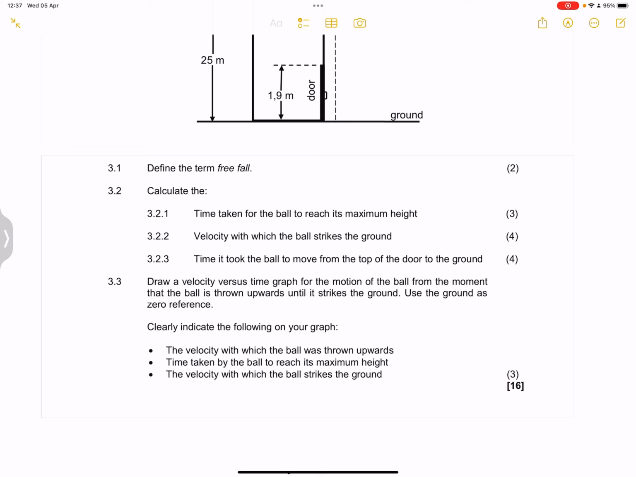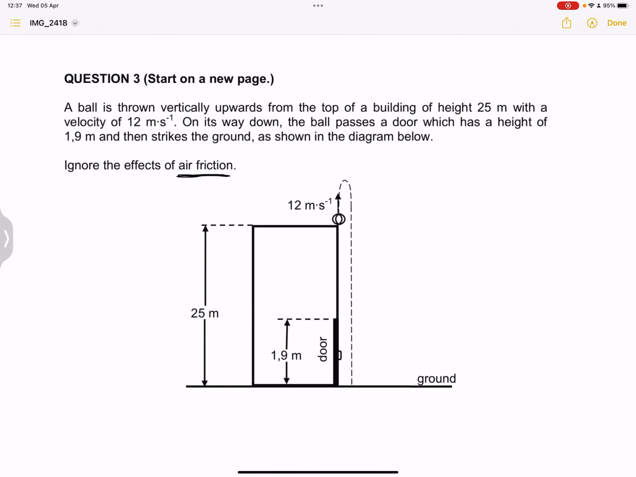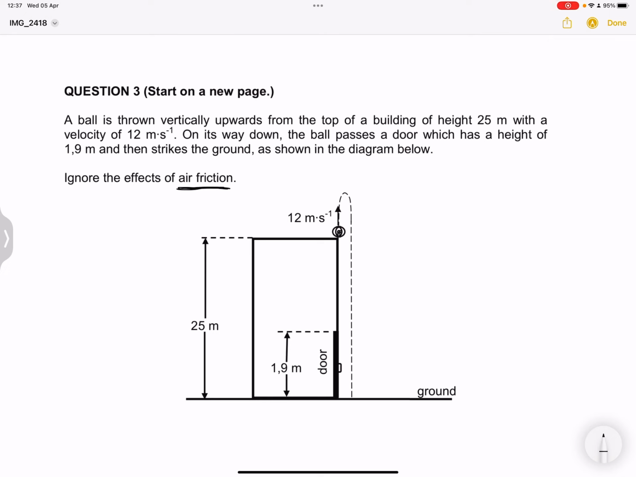The next one, they say, calculate the time taken for the ball to reach its maximum height. Now, let me label some points there. Let's call this point A, position B. Let's call that position C when it comes back to the same position where it started from. Let's say D is the top of the door, and E is the ground.